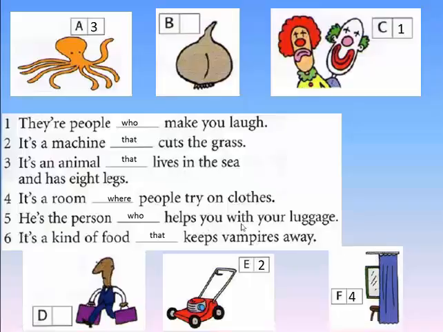He's a person who helps you with your luggage. Here's the luggage, so here's the person who helps you with your luggage. And it's a kind of food that keeps vampires away. And here we have a kind of food that keeps vampires away.